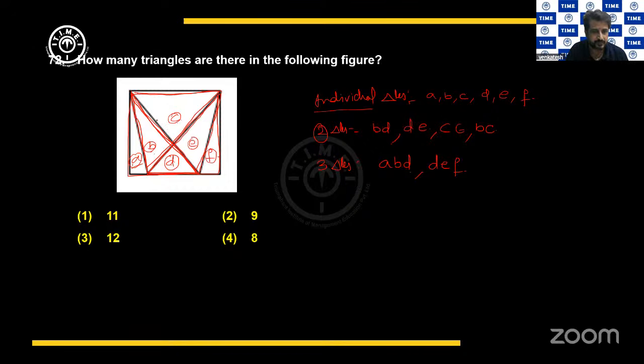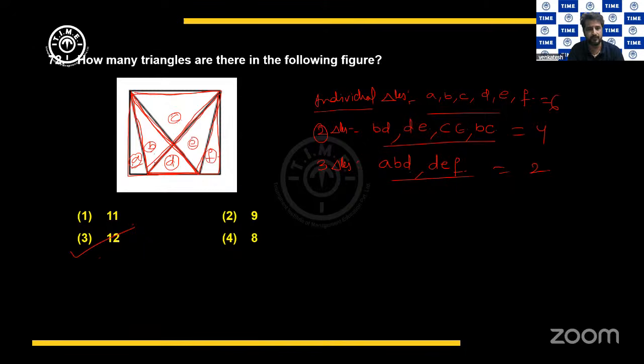Combination of the four. Anywhere is it working out? No. Combination of five? No. Combination of six? No. So totally how many are there? 6 plus 4, 10, plus 2, 12. So 6, 4, 2, total 12. Choice 3.